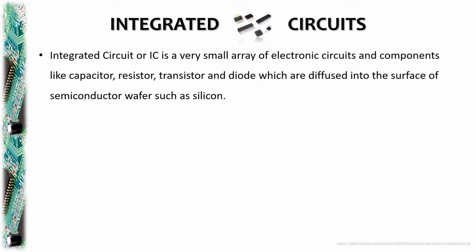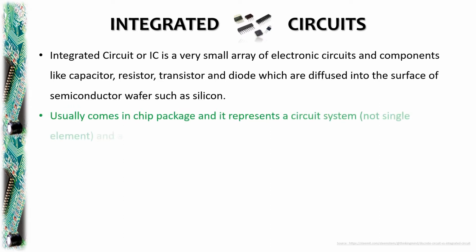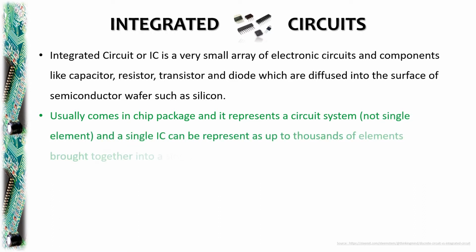So this is the basic definition, or a basic idea of what an IC is, and usually the IC comes in package form. Package form means a single IC can be represented as up to thousands of elements brought together into a single chip. So normally we call it a chip package, right? And also we call it a circuit system.